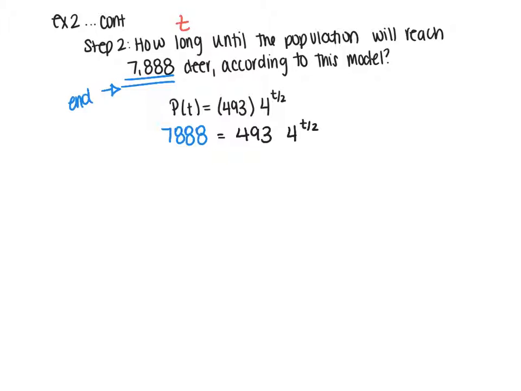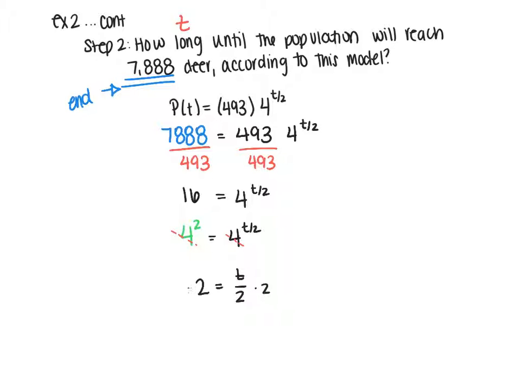So I'm still working on finding T. So I'm going to divide both sides by 493. Get 16 equals 4 to the T over 2. So I need to make these bases the same. I'm going to rewrite 16 as 4 squared. So now that I have like bases, I can kind of cancel them out. And I'll have 2 equals T over 2. Multiplied by 2 and get T equals 4. So after 4 years, the population will be at 7,888.